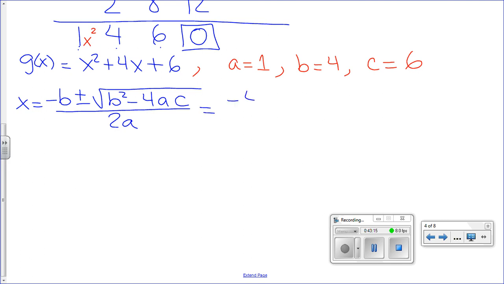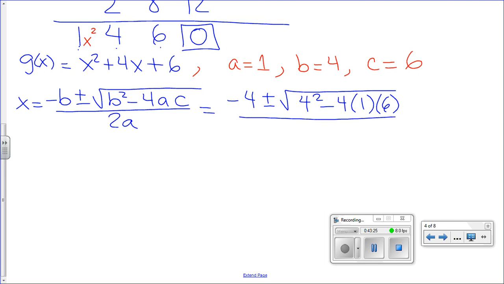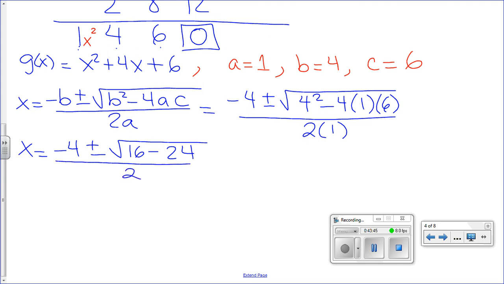Negative b will be negative 4 plus minus the square root of 4 squared minus 4 times 1 times 6. So what I'm doing is substituting a, b, and c. Now we're going to simplify that expression, and we get negative 4 plus minus the square root of 16 minus 24, everything divided by 2. What we have here is 16 minus 24, that is actually equal to negative 8.